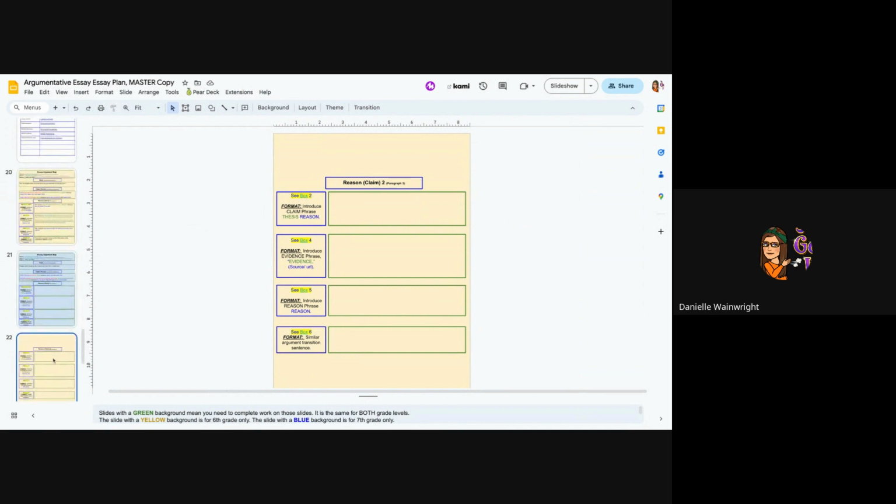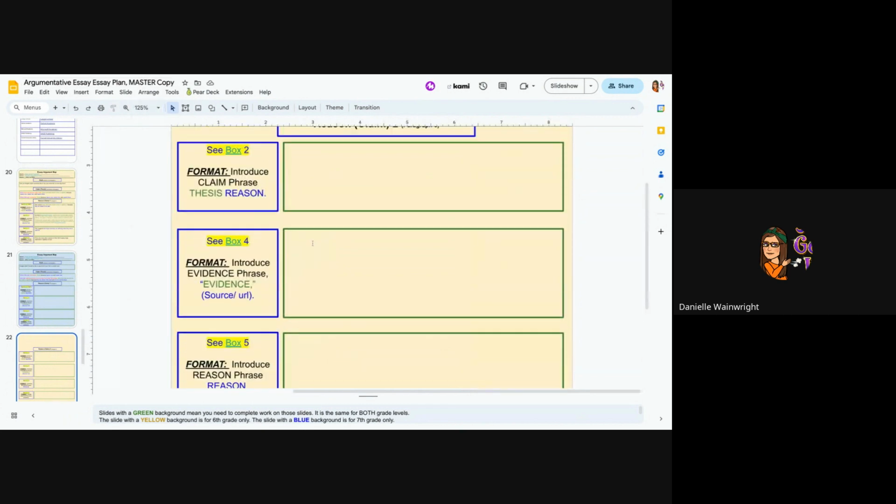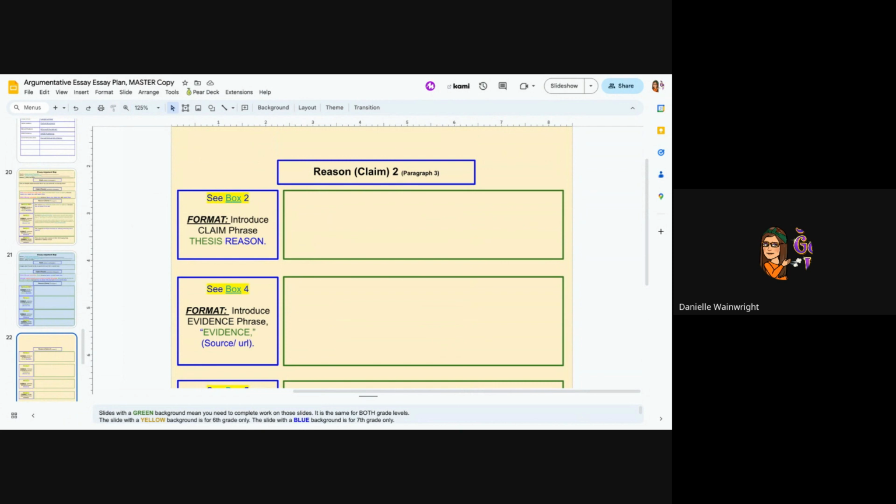But basically, you're going to introduce your second claim. Okay. And you're going to follow the same pattern you did before. So you're going to use an introduce claim phrase, state your thesis, and give your second reason.